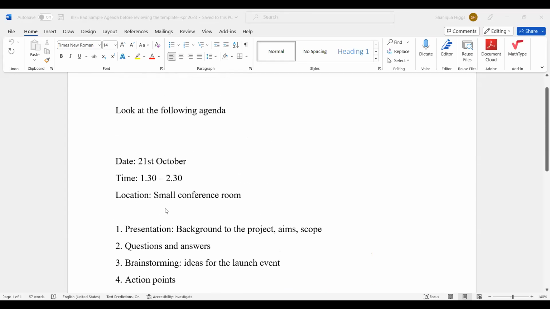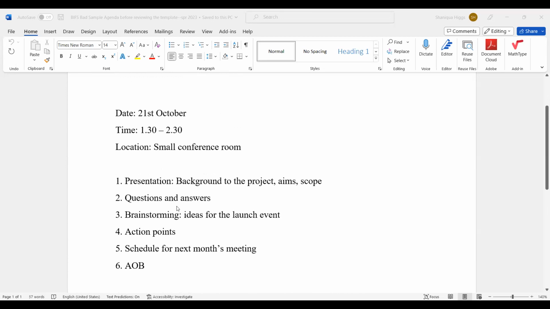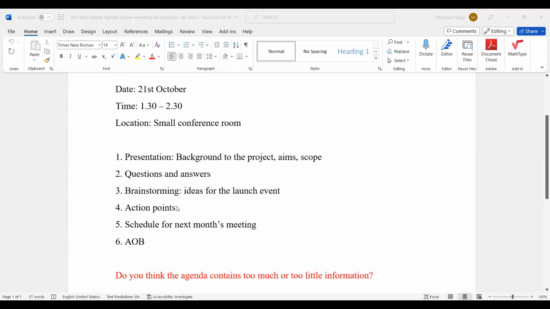So this is an example agenda. All right, so I just showed you a template and I just showed you something more detailed. Based on what I showed you, do you think this agenda would be satisfactory? Would you turn this in for your next graded assignment, for instance? You should all be looking at something that says background, aims, questions, answers.